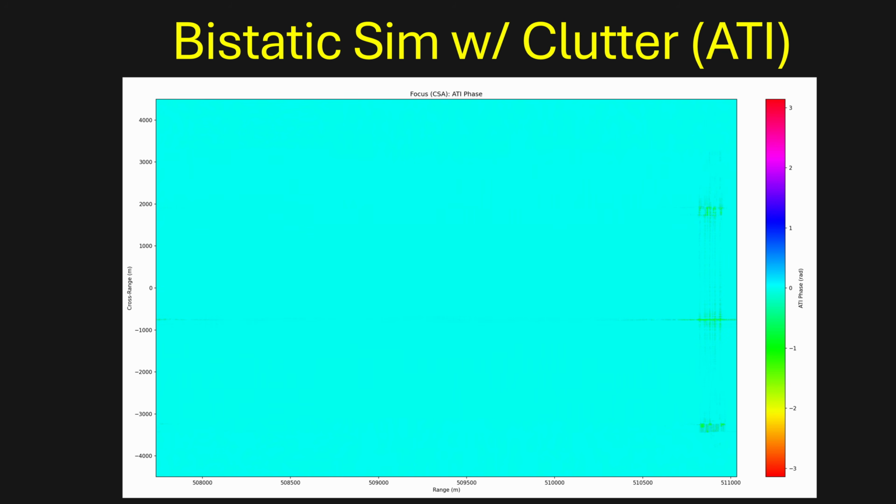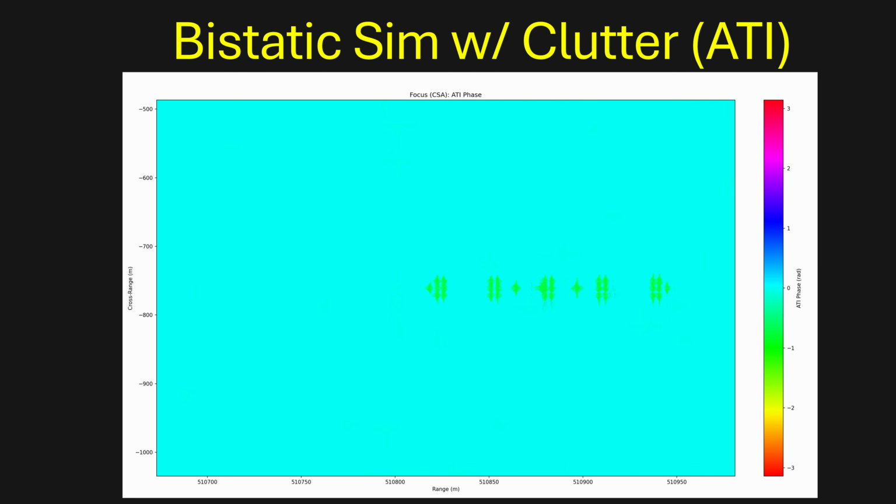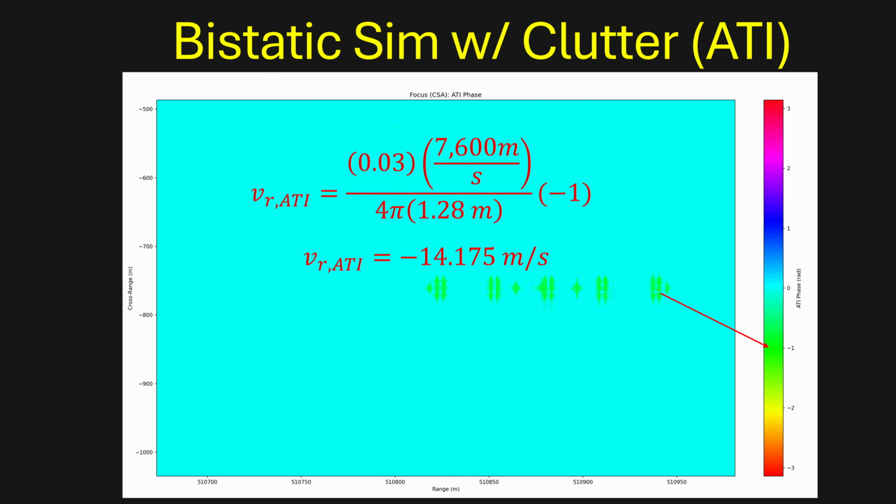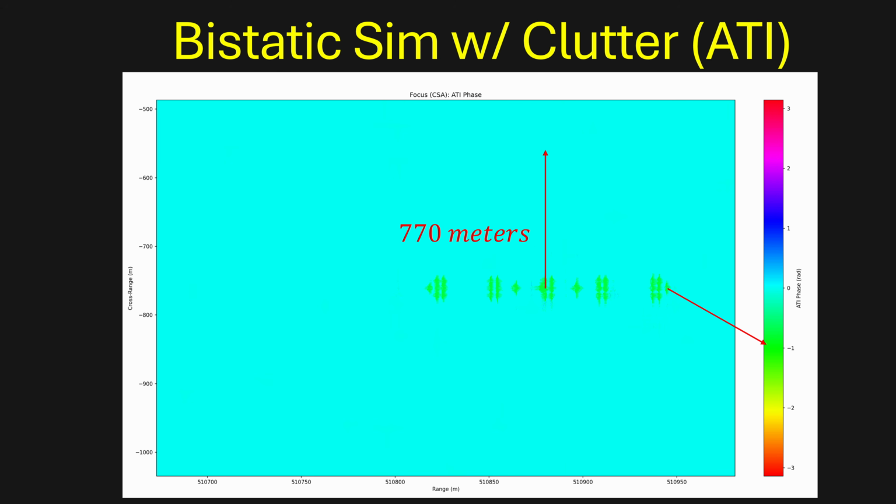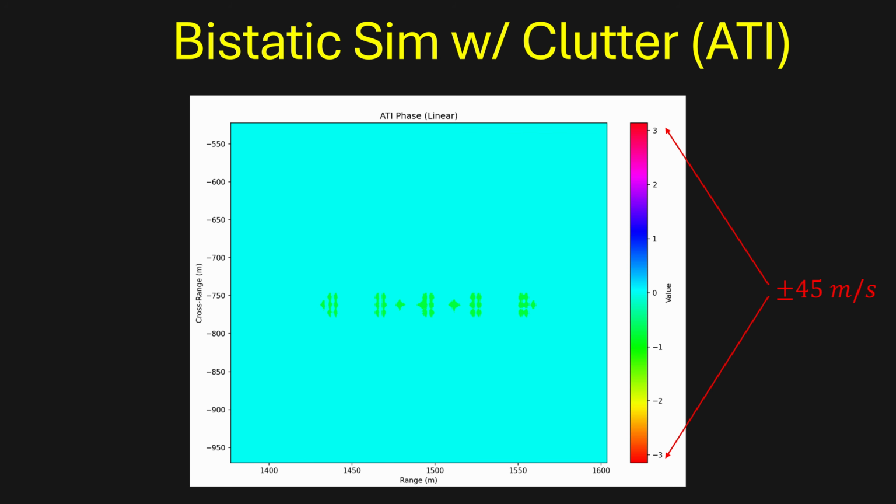Starting with ATI, when I generate the interferogram using the second image, all the clutter disappears and the phase shift is about 1 radian. When I plug in some rough numbers, this gives us an accurate radial velocity, and then we can use this to calculate the azimuth shift and mark the ship at its correct position, which is 0 meters in the cross-range direction. You can also see how small the phase range is here based on the 1.28 meter baseline.